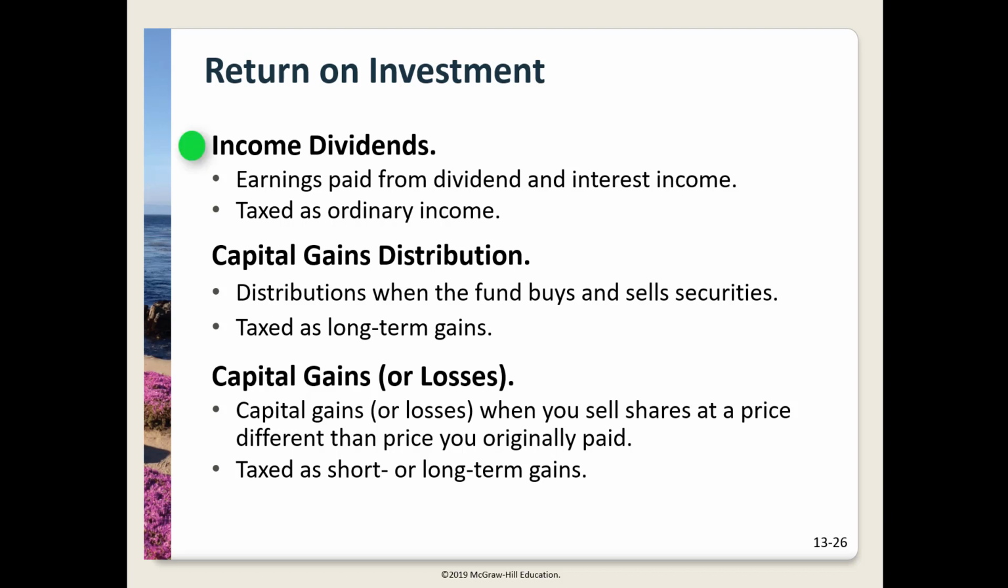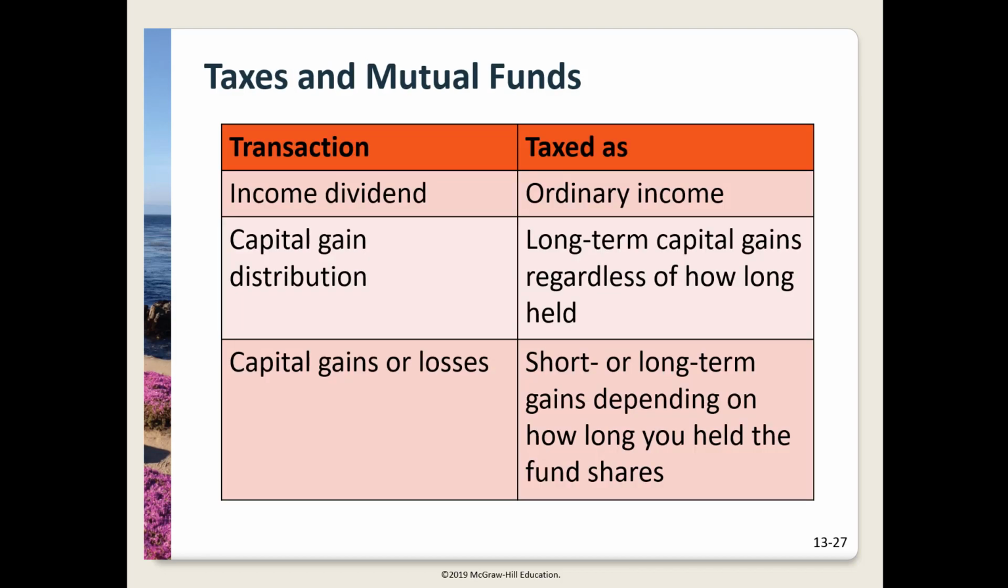Dividends on the stocks in the fund. They're taxed as ordinary income. Capital gains or losses when you sell your shares. These could be taxed as short-term or long-term gains depending on how long you've held your shares. Mutual funds also pay out capital gains distributions, which are your share of the gains or losses when the fund buys and sells shares. These are taxed to you as long-term gains. This table recaps the three sources of income we just discussed.